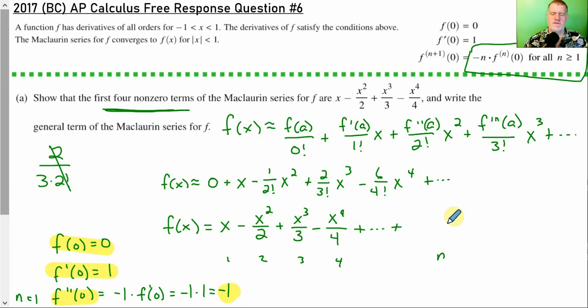So what's our nth term? Okay, well, we know it's an alternating series, so it's going to be negative 1. How do we know if it's n or n plus 1? So if I put n, negative 1 to the first power is negative. If I use 2, then negative 1 to the second power is positive. I need a negative, so it needs to be n plus 1. But then you've got the rest of your pattern here. So it's x to the n over n. And that is your nth term. So your answer is this one.